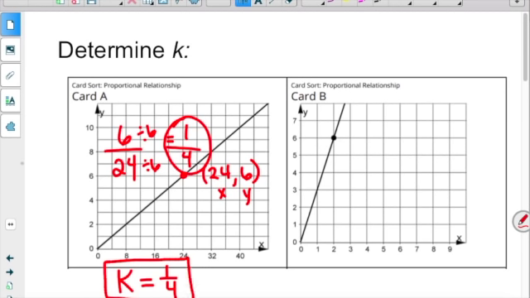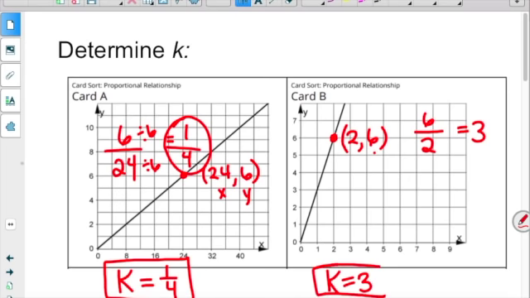Okay, let's try another one. Let's try B. Here's our point we're going to use. It's nice that they've already marked it on our line for us. And the point is 2, 6. And remember which one goes as our numerator? The y, the 6. So it's actually 6 over 2, which is a division problem. 6 divided by 2 equals 3. Okay, so for this one, K is equal to 3. Okay, make sure you put those on your paper. And I'll do one more for you.